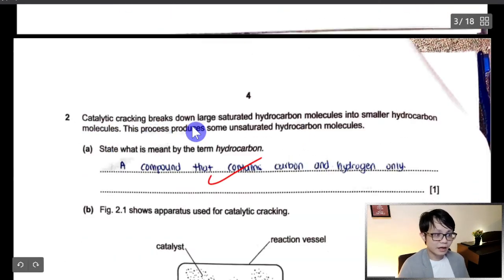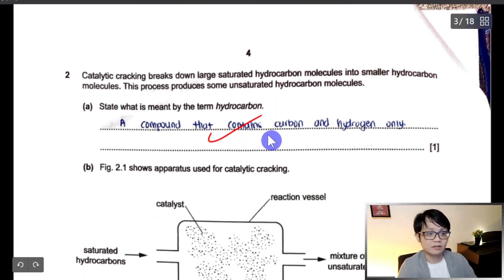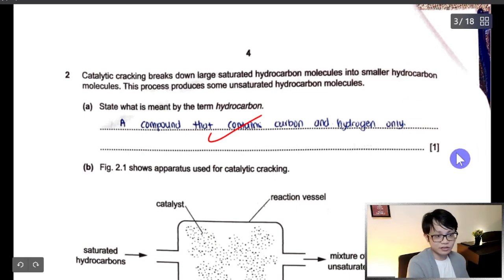A catalyst is used to break down large saturated hydrocarbons into smaller hydrocarbon molecules. The process produces some unsaturated hydrocarbon. What is meant by hydrocarbon? A compound that contains carbon and hydrogen only. Okay, this is a very straightforward question. And let's look at this.